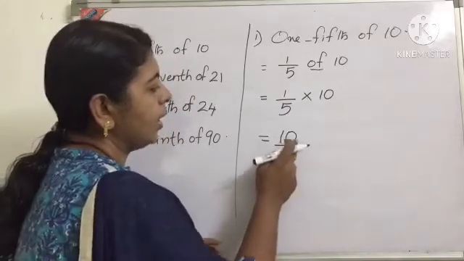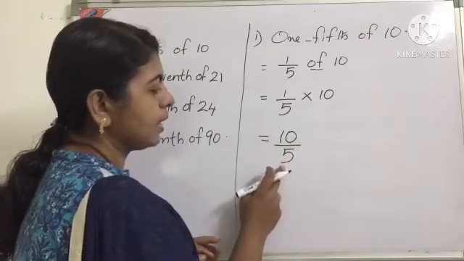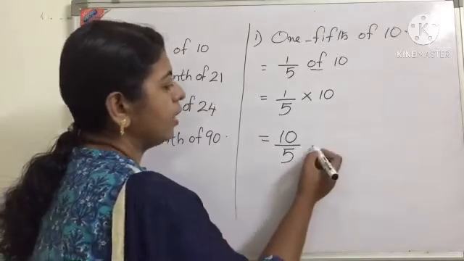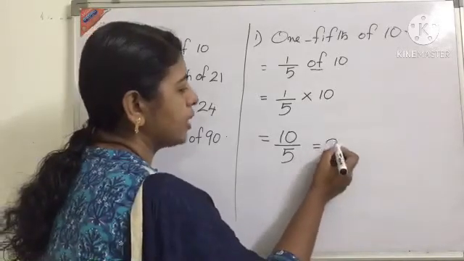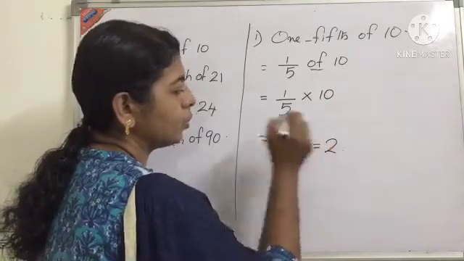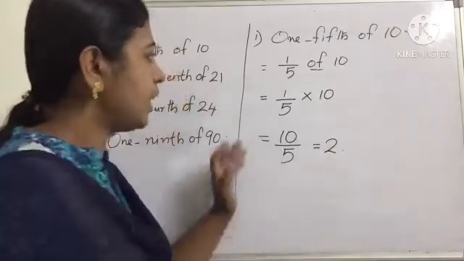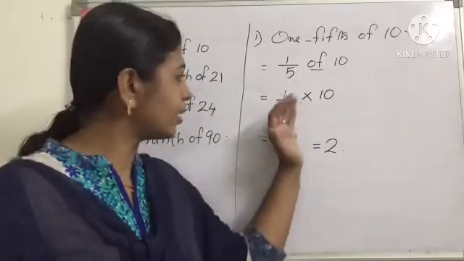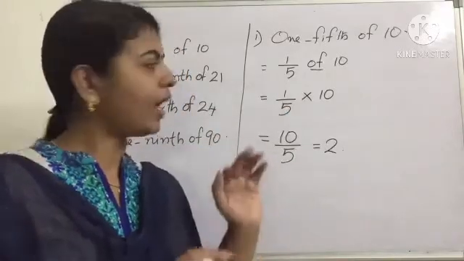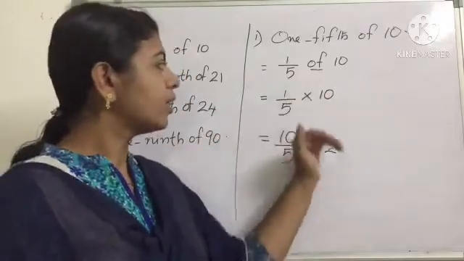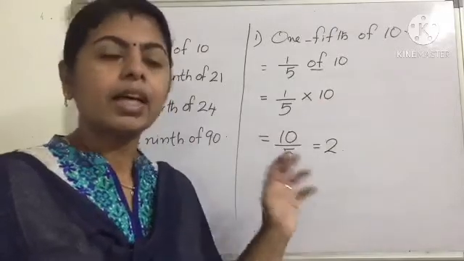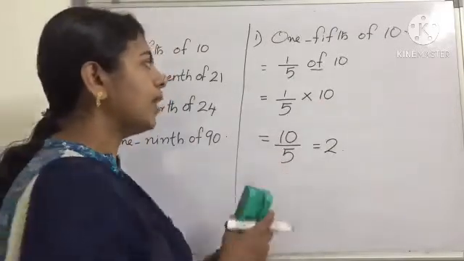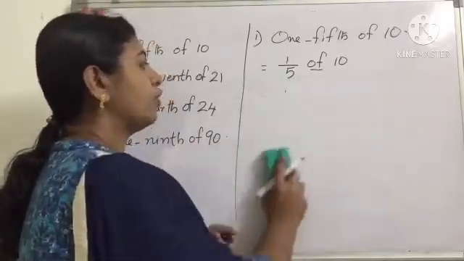Then 10 by 5 means 10 divided by 5. How much is 10 divided by 5? It's 2. This is the correct method to solve this, but we are not going to study this so briefly. Then how will we do it? We will write this 1 by 5 of 10.